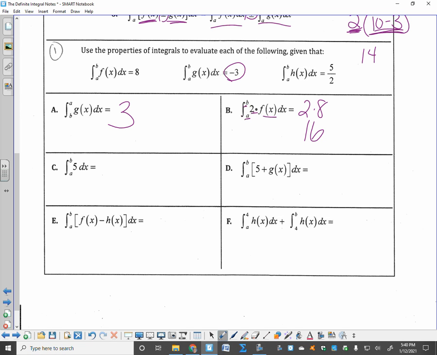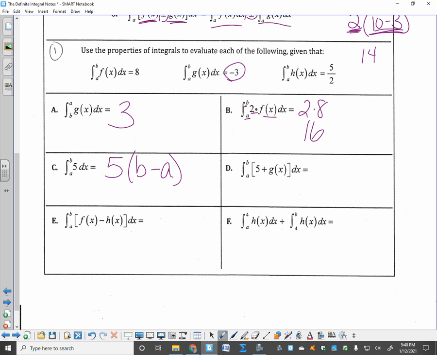This one wants the integral of 5 dx. I don't have an f of x, a g of x, or an h of x, so I don't know which function this is, and I can't find an actual answer. But there's my height, and then I'm just going to do upper minus lower. It's going to be a rectangle, and that's going to be the value of the area. I just don't know what a and b are.